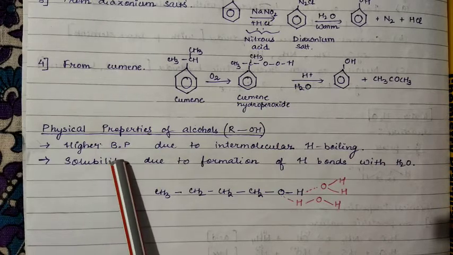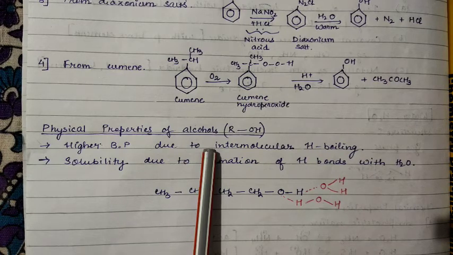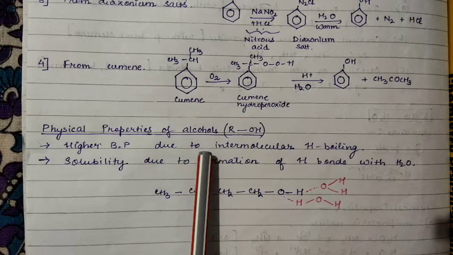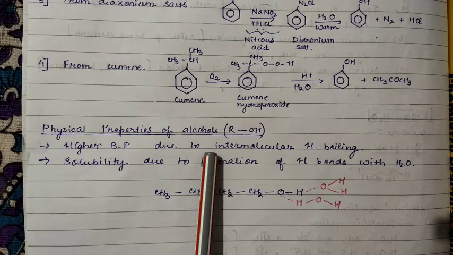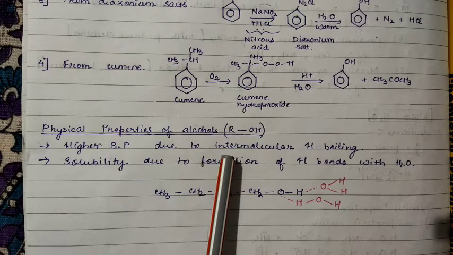If we talk about the physical properties of alcohols, what differentiates compounds is the functional group, isn't it? So functional groups differentiate between different compounds. If we are talking about a ketone, we know that it is C double bond O. If we are talking about an aldehyde, it is CHO. So these functional groups are the identification of compounds. Actually, we cannot name a compound unless we know the functional groups.